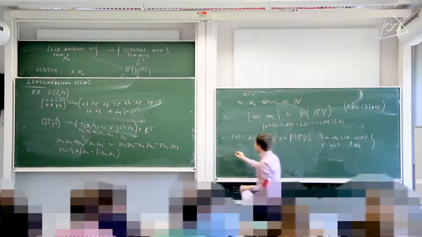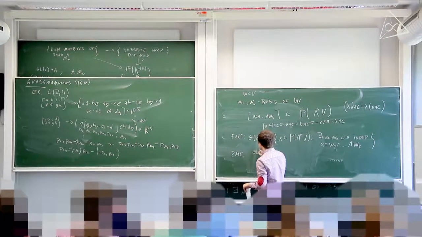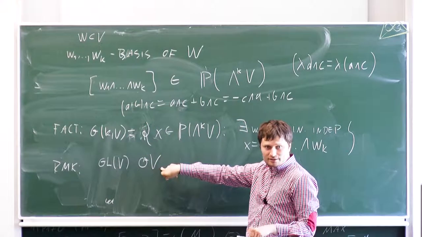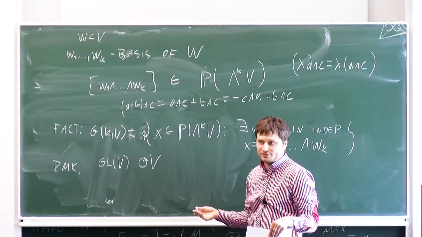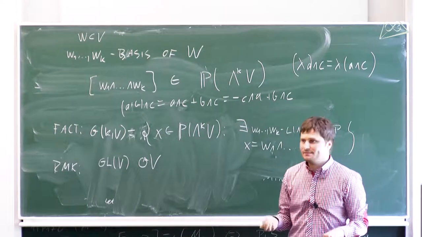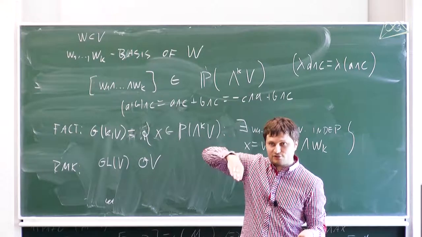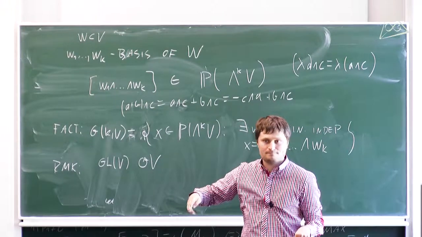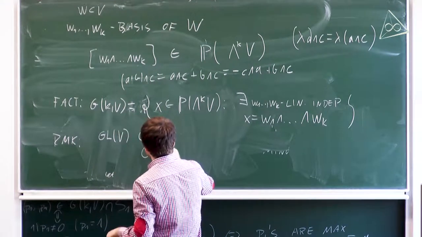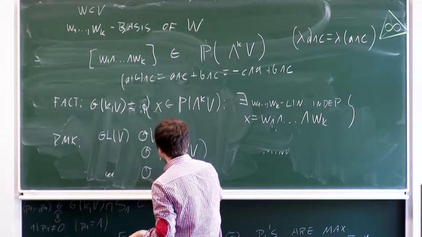Now, a remark is that we have a group action. Namely, the general linear group GL(V) acts on the space V. If we have a matrix and a vector, we can multiply a matrix by a vector and get a vector. But this action also acts on subspaces. If we have a two-dimensional subspace in a three-dimensional space, if we make a linear transformation, we get a two-dimensional subspace. So what we really get is that GL acts on everything. It acts on the projectivization of wedge^k V, and it also acts on the Grassmannian in this space.